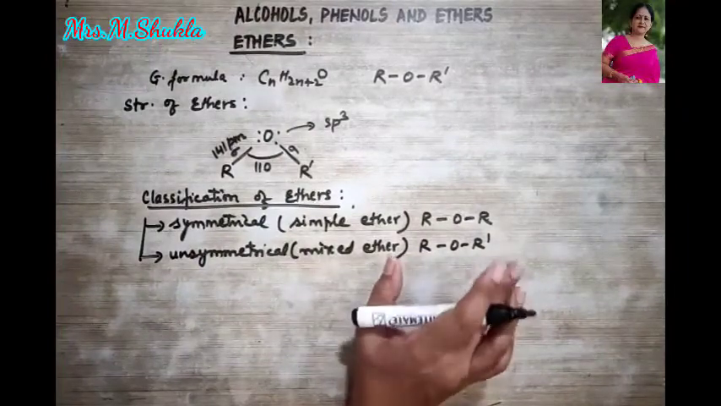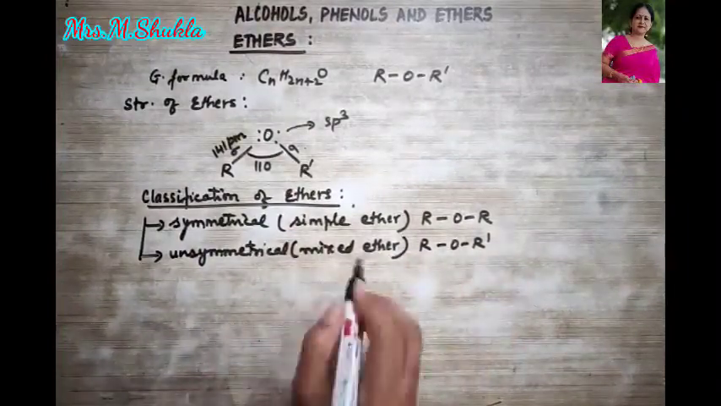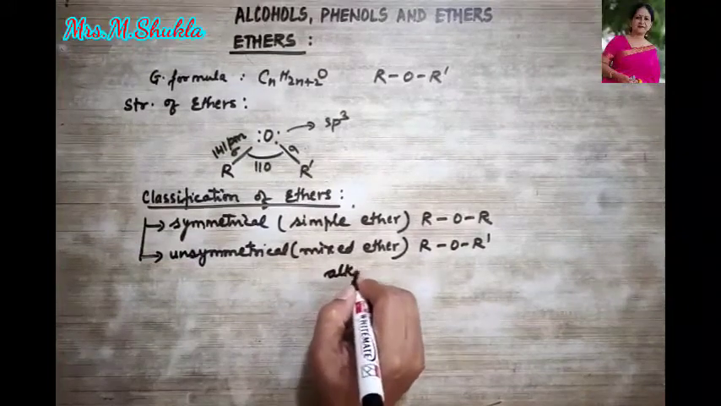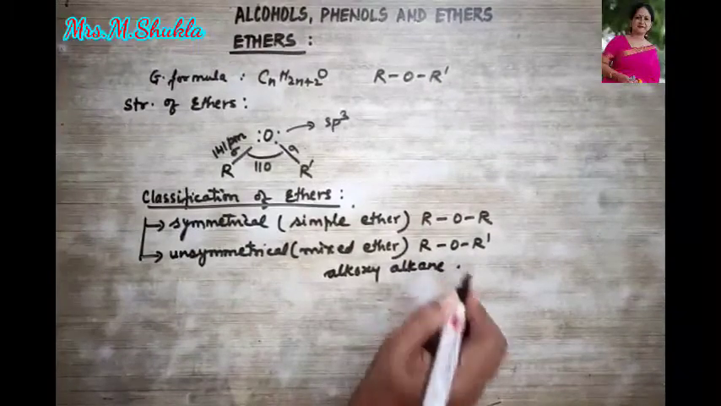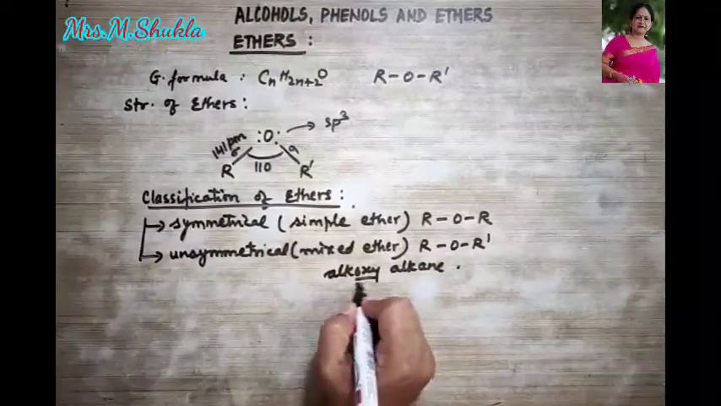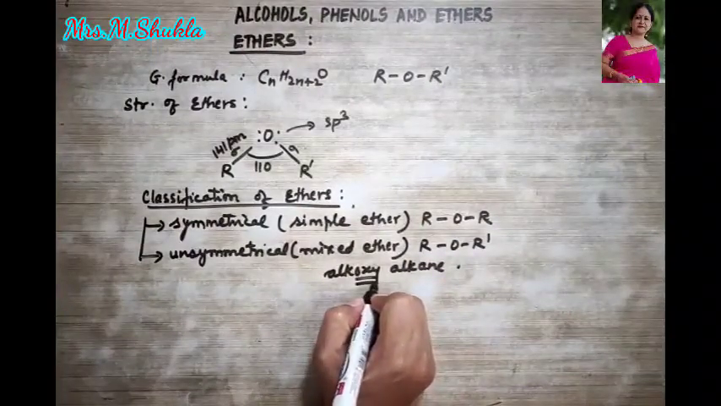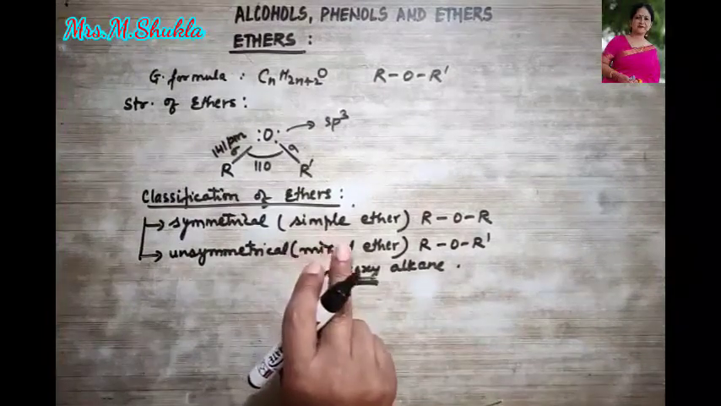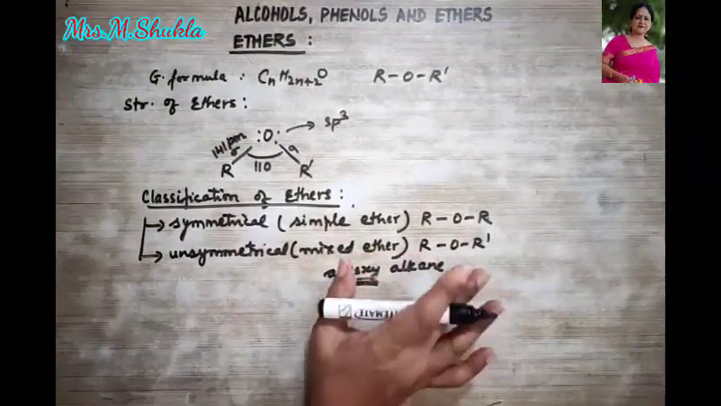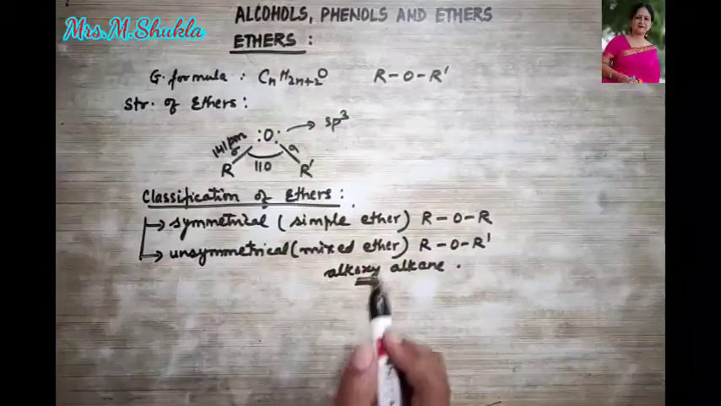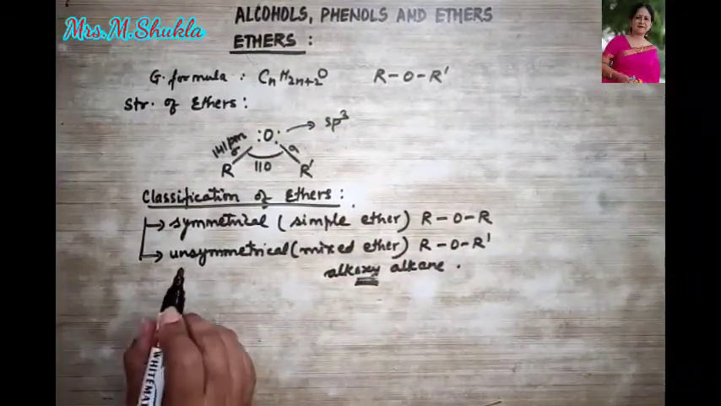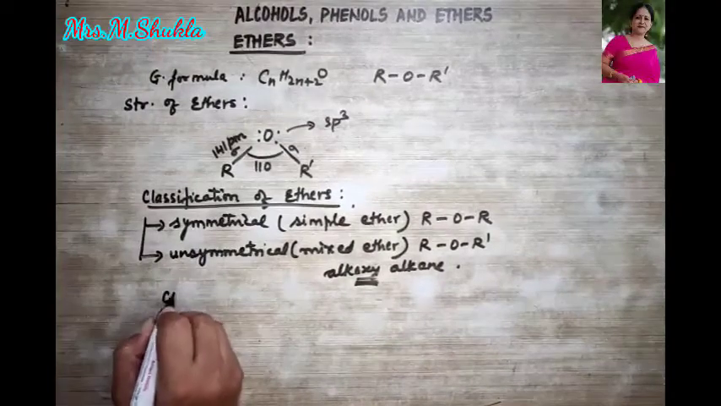And ethers are always written as alkoxy-alkane. The word oxy, what you see over here, is added to the smaller alkyl group in case of mixed ethers. So let's take a few examples over here. Firstly, I'm going to talk about simple ether.